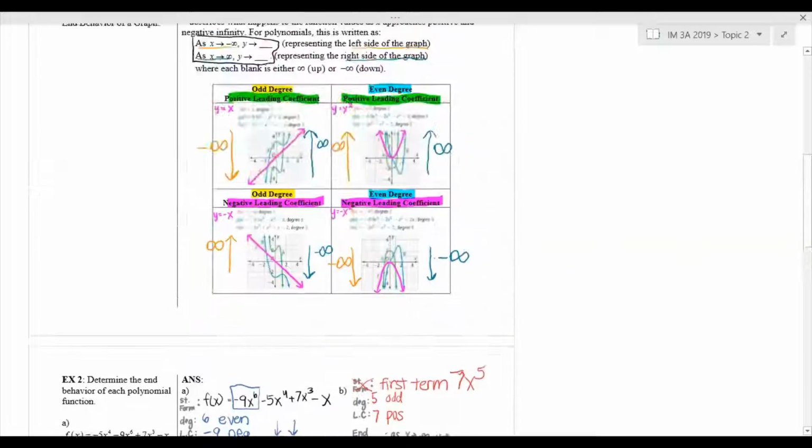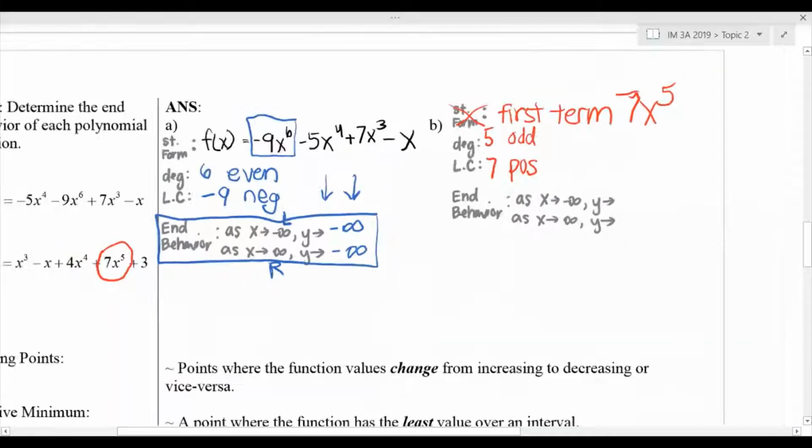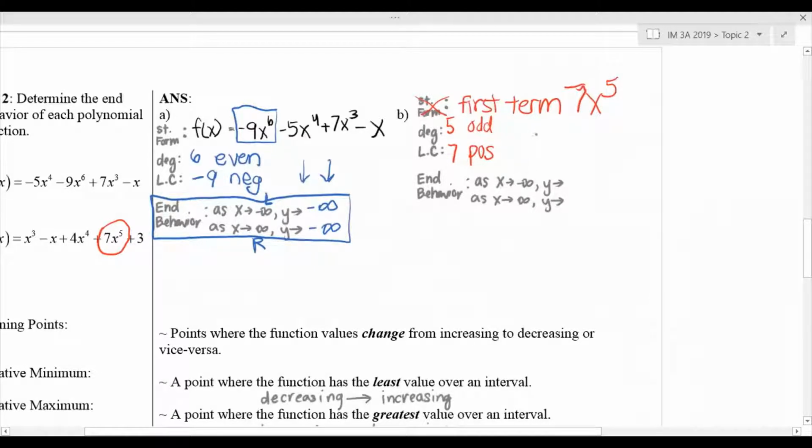So looking at the table, an odd degree and a positive leading coefficient tell us that it's pointing down on the left and up on the right. And so that means that as x approaches negative infinity on the left, the graph is approaching negative infinity, and that as x approaches positive infinity on the right, y approaches positive infinity. So that's the end behavior when we have an odd degree and a positive leading coefficient.